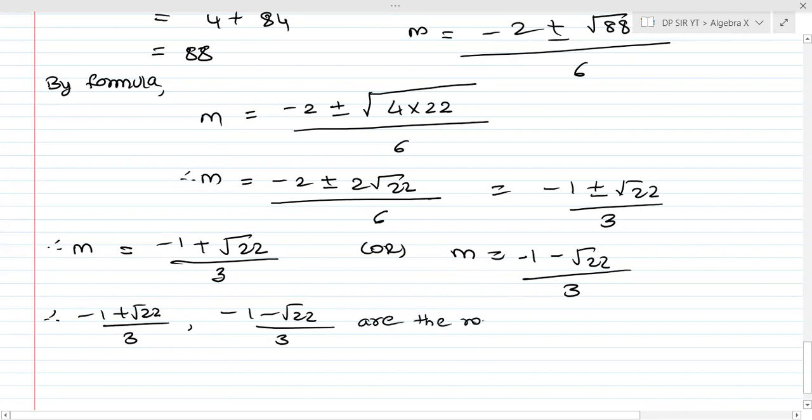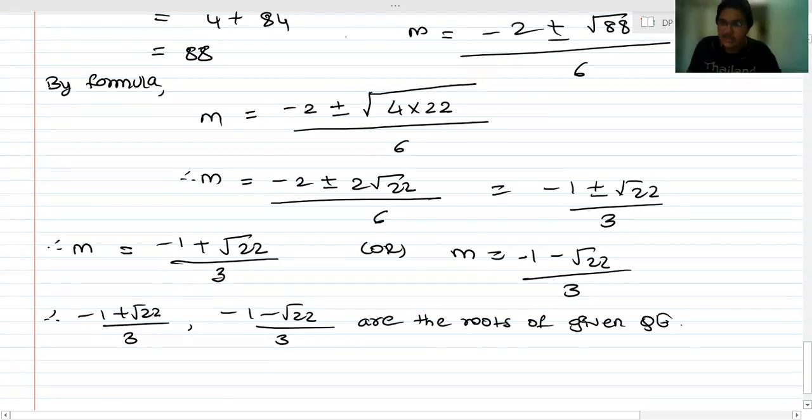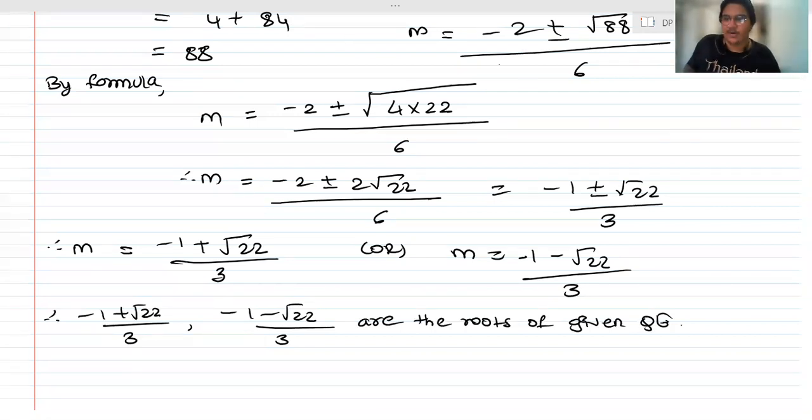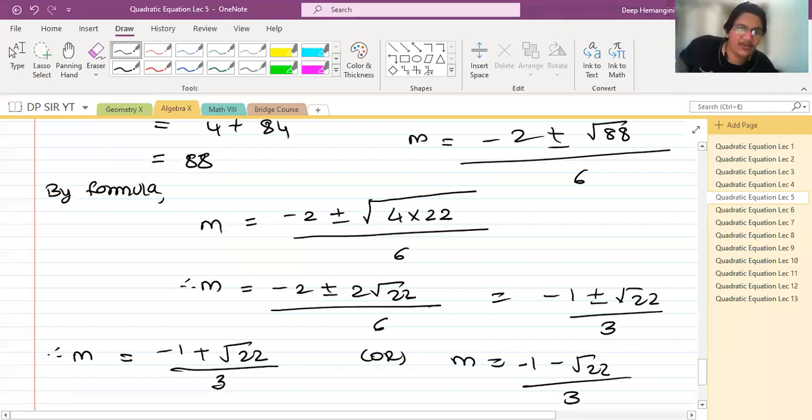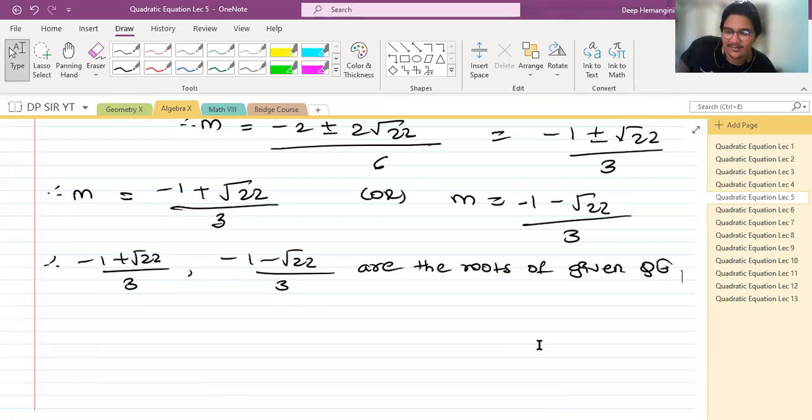Are the roots of given quadratic equation. Okay, so as such, there is no algorithm for it. If you want steps, there are no specific steps which one can tell you, but you can always remember these 3 to 4 steps if you want. Algorithm means steps. In mathematics we call it algorithm.